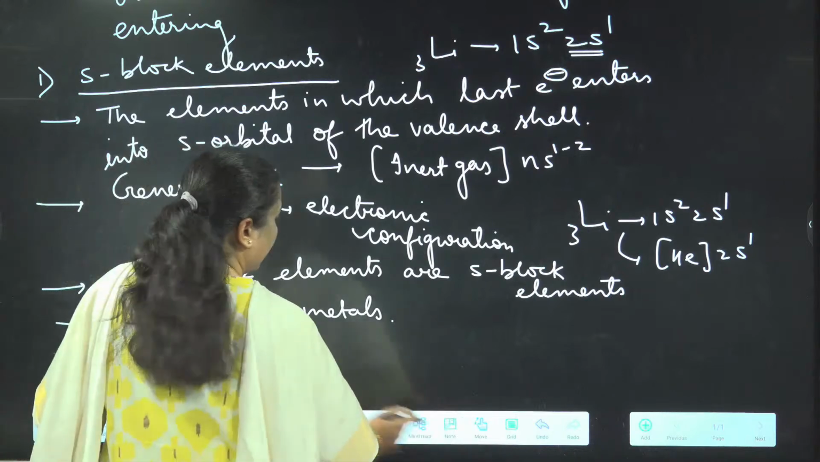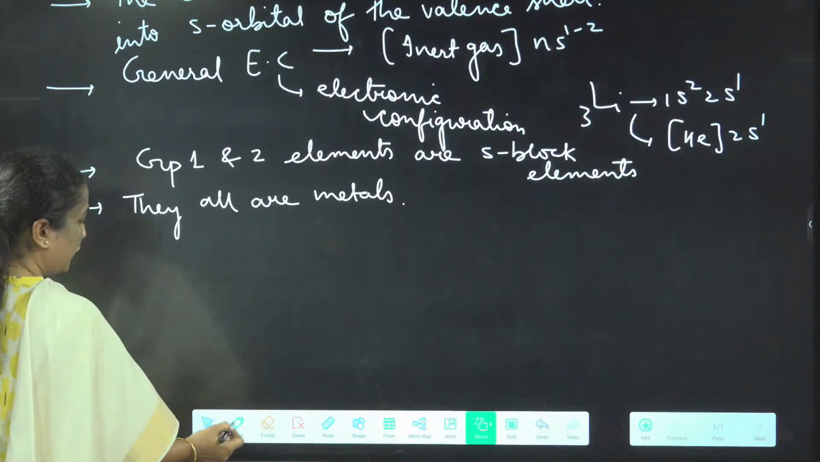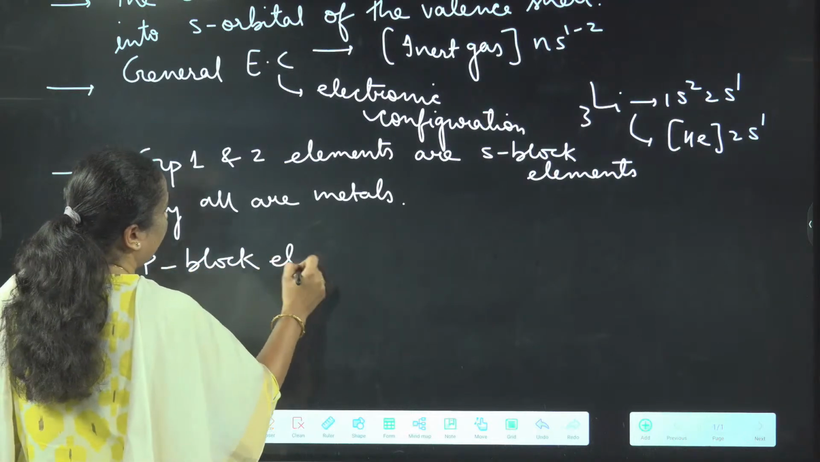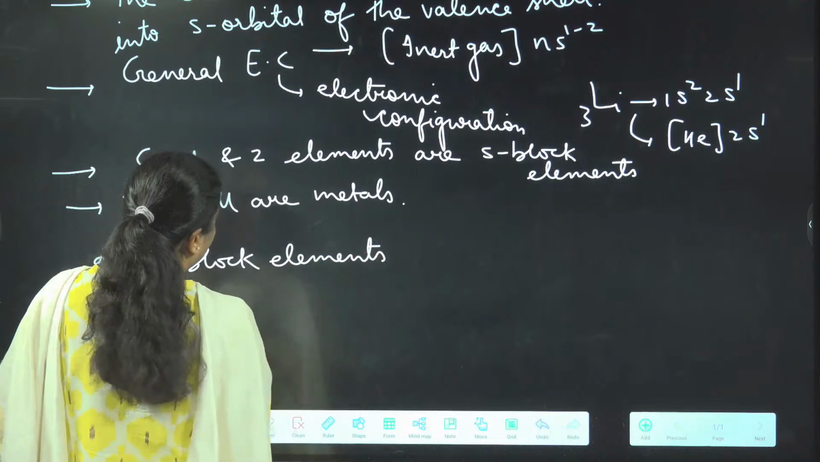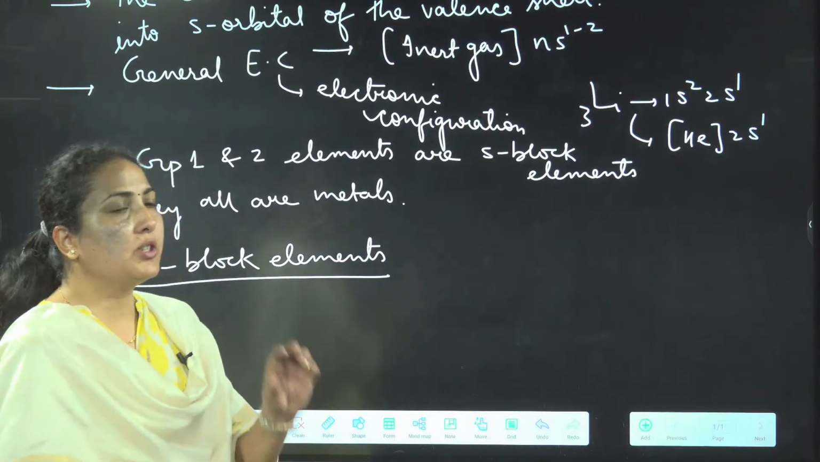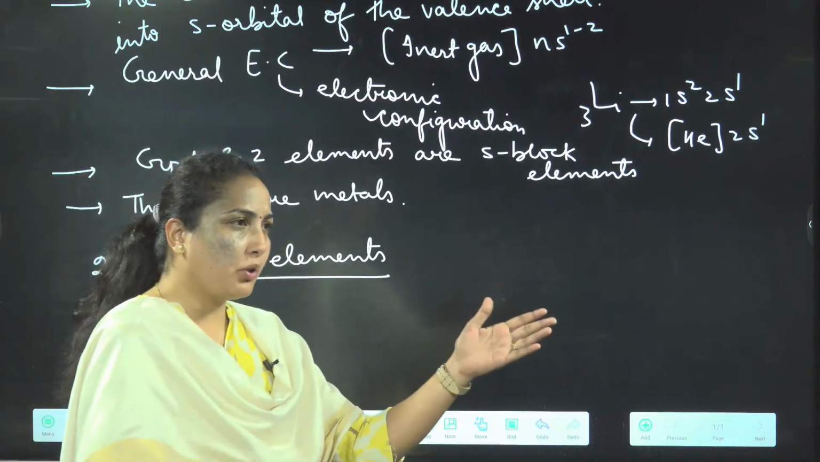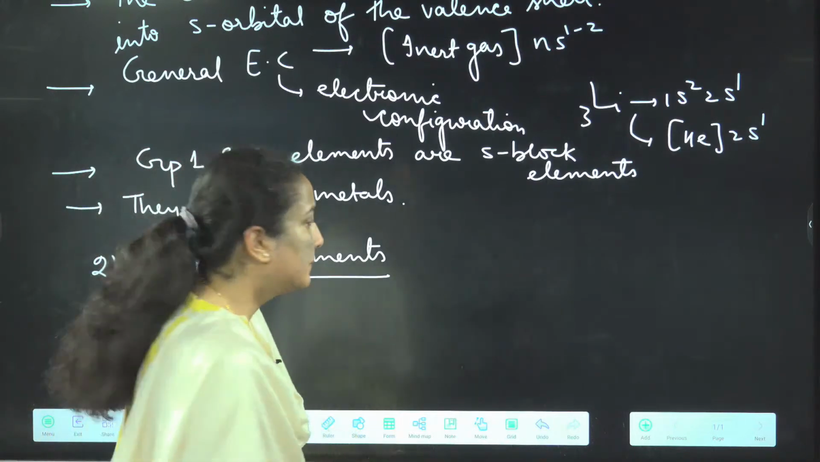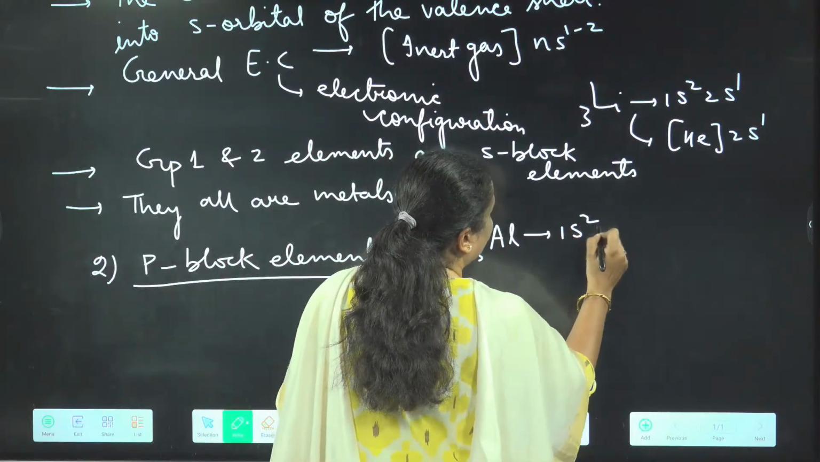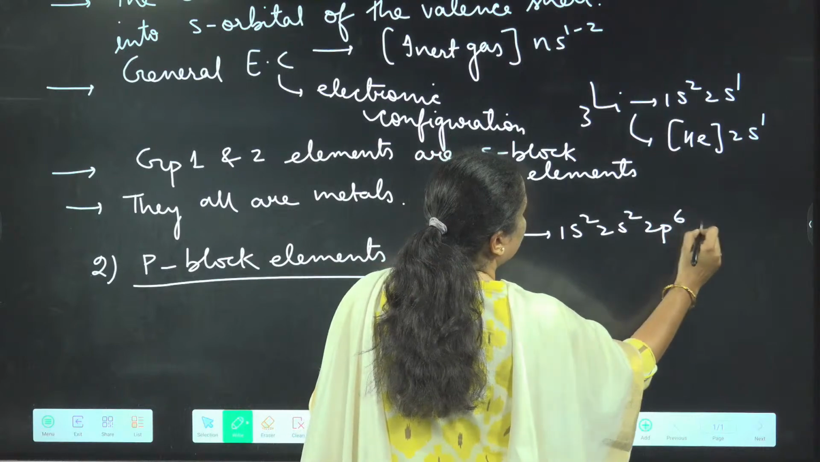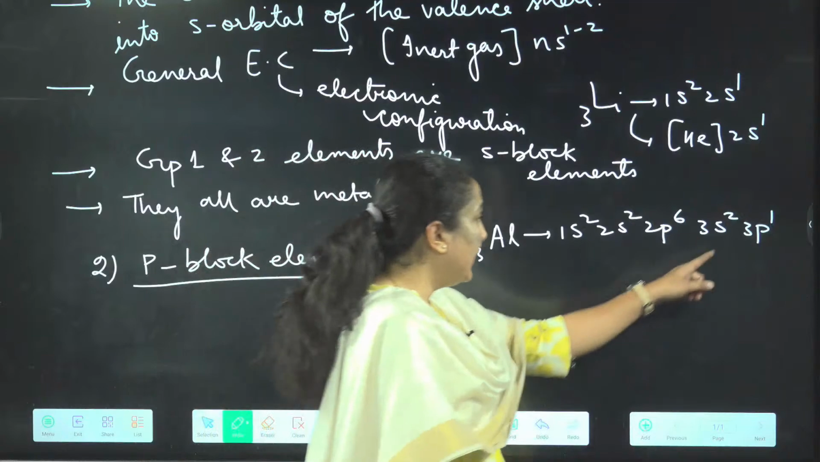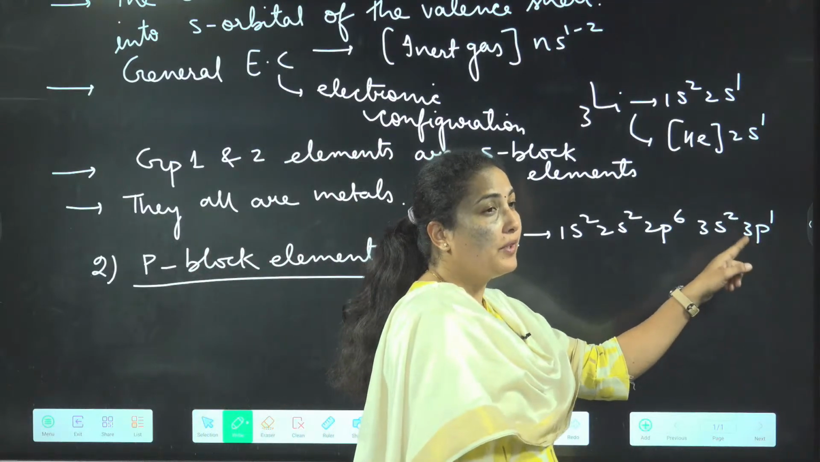Okay, so let us move on to the next one, which is basically P block elements. Now when it comes to P block elements, the way we have defined for S block elements, that the last electron is entering into S orbital, this time it will be P orbital of the valence shell. Suppose I take the example of aluminium, which is 13, so I can write 1s2, 2s2, 2p6, 3s2, 3p1. So the electron has entered into the P orbital of the valence shell.